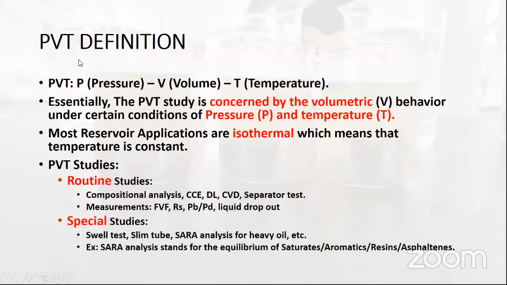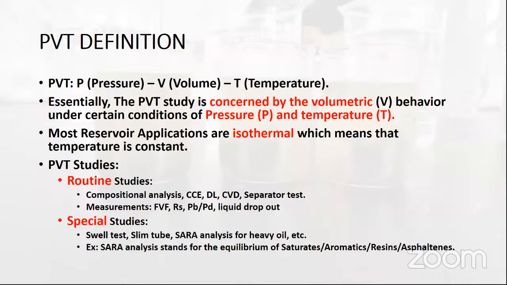First, the definition of PVT. PVT stands for P for pressure, V for volume, and T for temperature. So the PVT study is concerned with the volumetric behavior of a sample from our reservoir, under certain temperature and pressure. Because most reservoir engineering applications have a constant temperature, most of the PVT experiments are performed under isothermal conditions, so the temperature is constant for almost all PVT experiments.